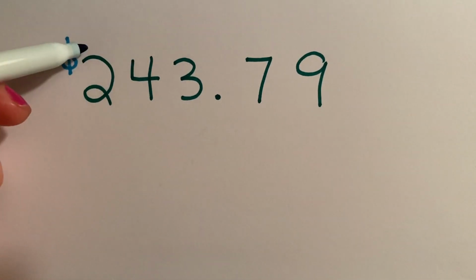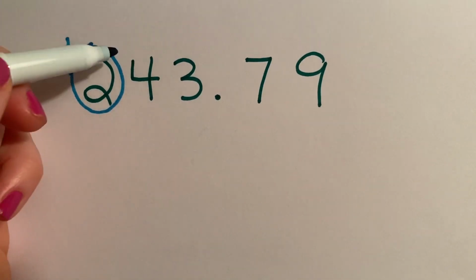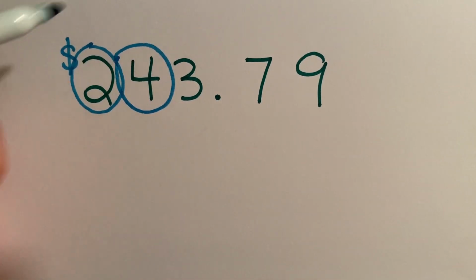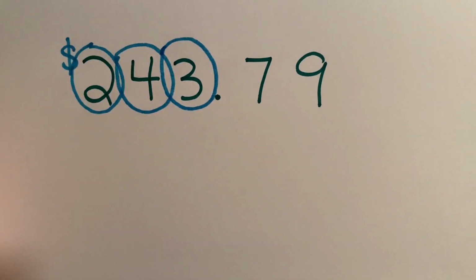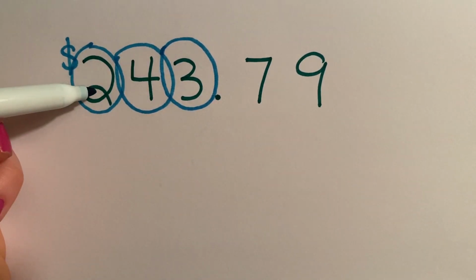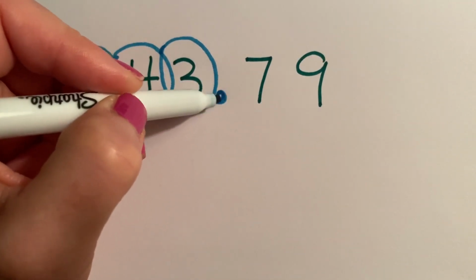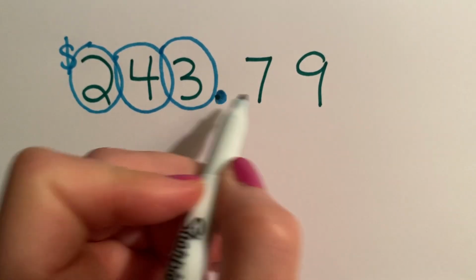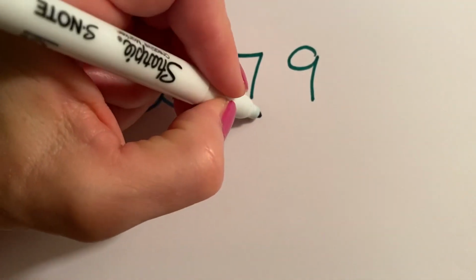Place value is as follows. The 2 in this number represents my hundreds. The 4 represents my tens. And the 3 here represents my ones. So we have hundreds, tens, and ones. Now beyond the decimal point, the very first number, the 7, you'll probably remember, is our tenths.